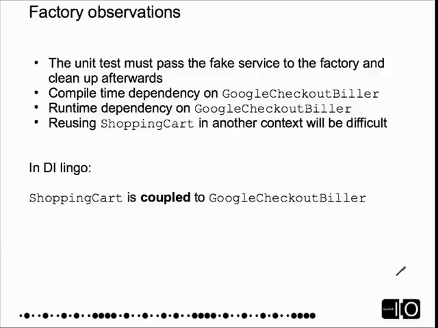Now, the factory observation, of course: the test must pass the fake to the service and clean up afterwards. There's a compile time dependency from the test onto the Google Checkout. There is a runtime dependency on the Google Checkout biller. Even though we never use it, hopefully the constructor of that beast doesn't do anything expensive, which is not as likely. But we actually create an instance of Google Checkout biller even though we never use it. And then reusing the shopping cart in another context that's different from the one that we originally intended for is very hard, because in dependency injection language, the shopping cart is coupled to the Google Checkout biller. We saw the code in there.